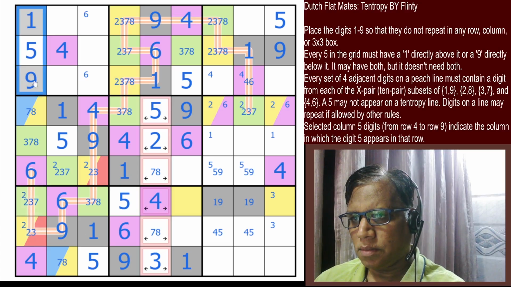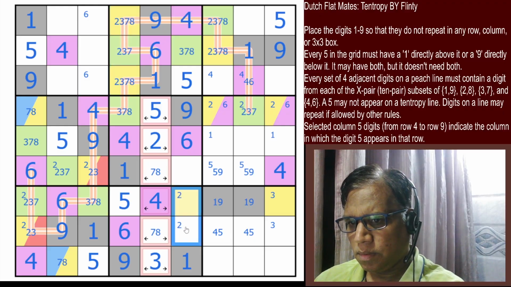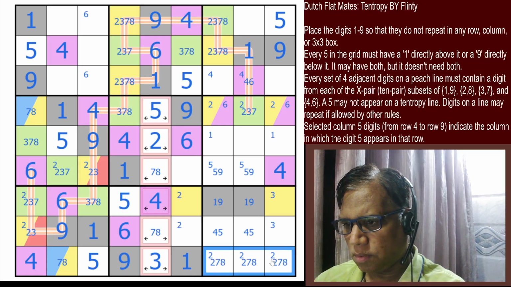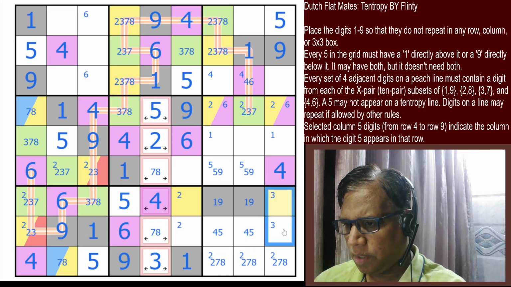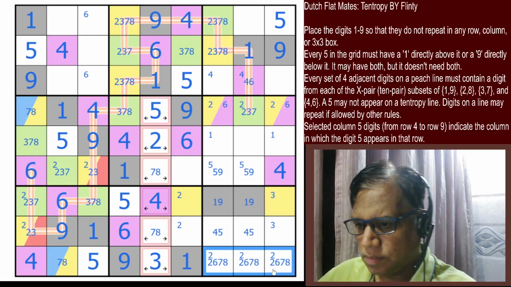So 2 is not here. No, I don't know. Oh, in fact, 2 is here. Look. So 2 is one of this, okay? 2 has to be here, which I could have also done using simple Sudoku. 3 is here. So this is 278, right? All other digits are 1. And this is 36. No, not 278, 2678. Sorry. 2678.